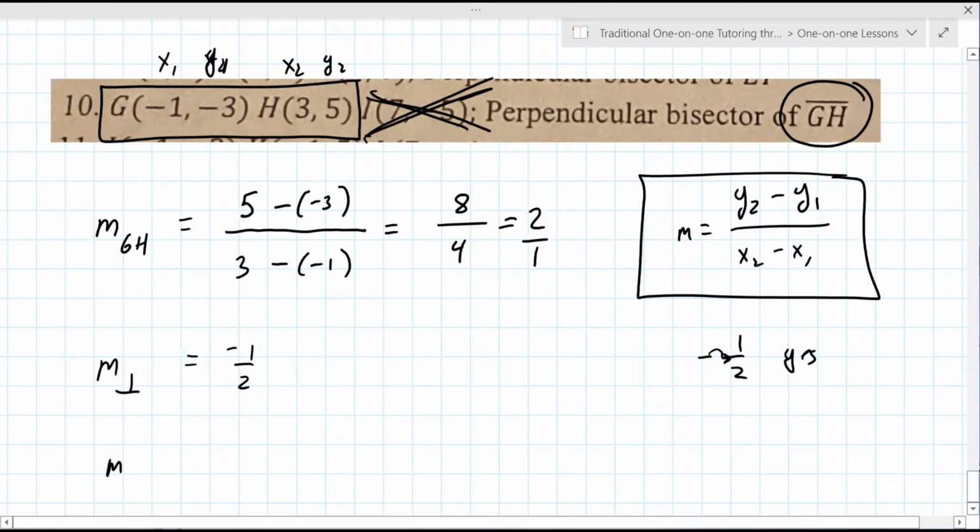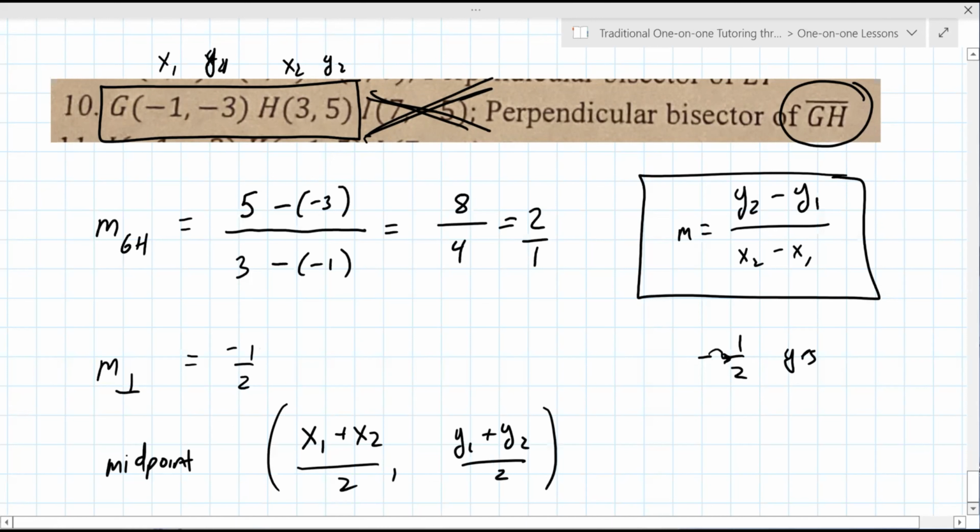Okay, let's look at the midpoint. This is again where you need the formulas: x1 plus x2 over 2, y1 plus y2 over 2. So I'm going to use G and H once again, correct? Yes. All right. So that would give you -1 plus 3 over 2 and -3 plus 5 over 2. And they're both going to be 1. They are. They're actually both 1.